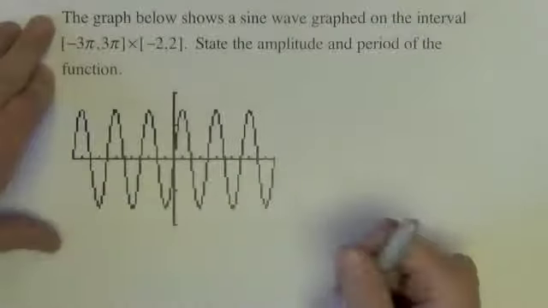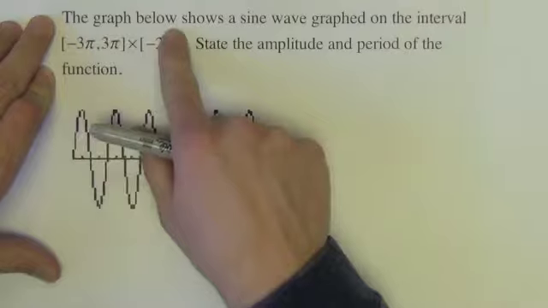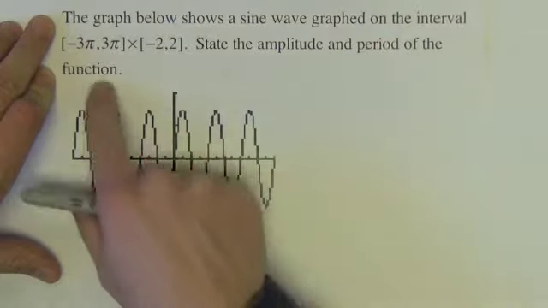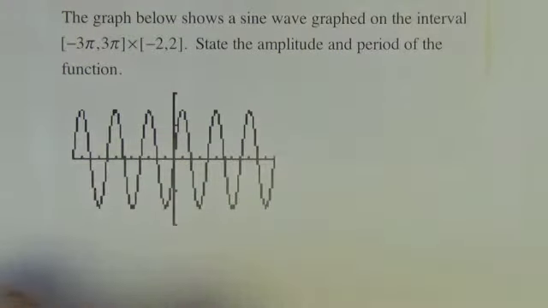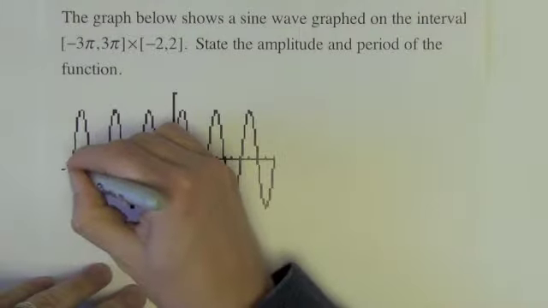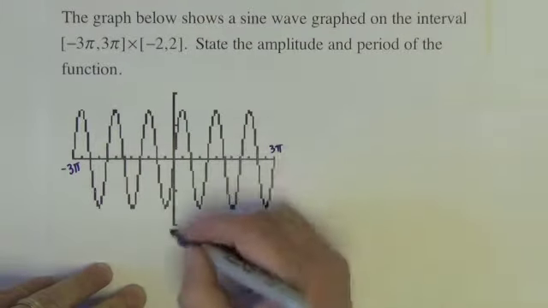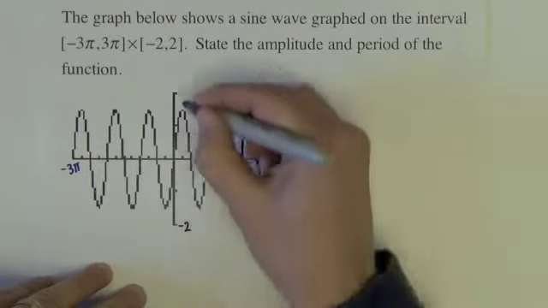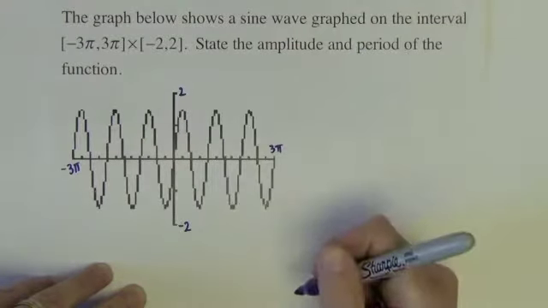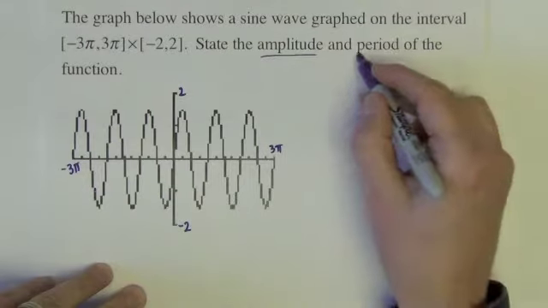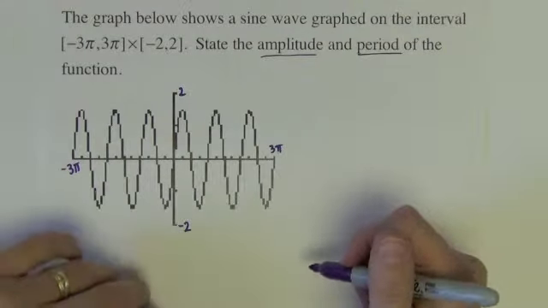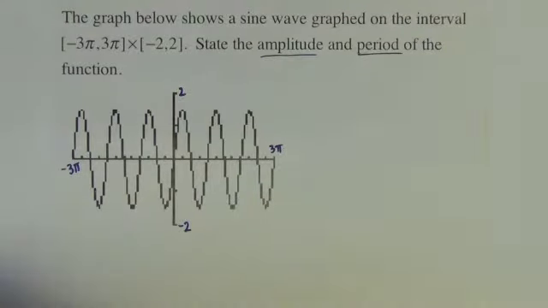Last problem I want to go over, it says the graph below shows a sine wave graphed on the interval negative 3 pi to 3 pi. So I'm going to go ahead and put that on there. Negative 3 pi on this end, 3 pi on this end, and negative 2 to 2. State the amplitude and period of the function. Now it doesn't have to find the function, just what's the amp, what's the period.